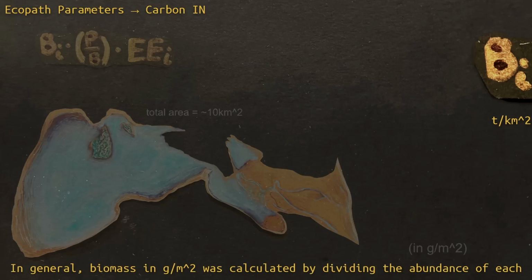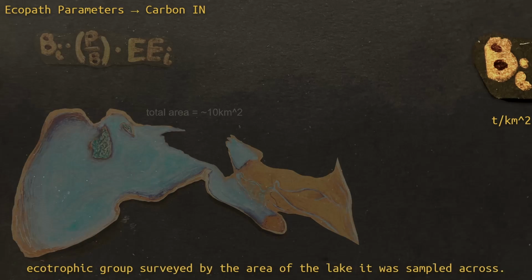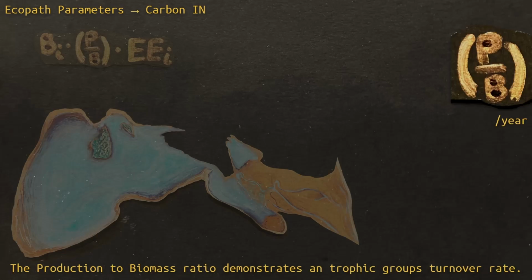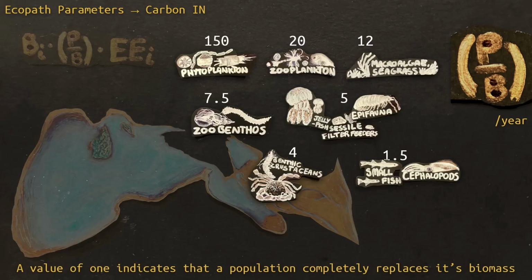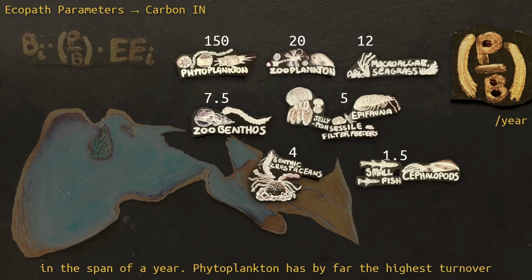In general, biomass in grams per meter squared was calculated by dividing the abundance of each ecotrophic group surveyed by the area of the lake it was sampled across. The production to biomass ratio demonstrates a trophic group's turnover rate. A value of 1 indicates that a population completely replaces its biomass in the span of a year.